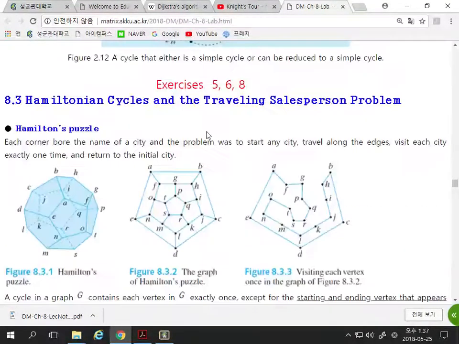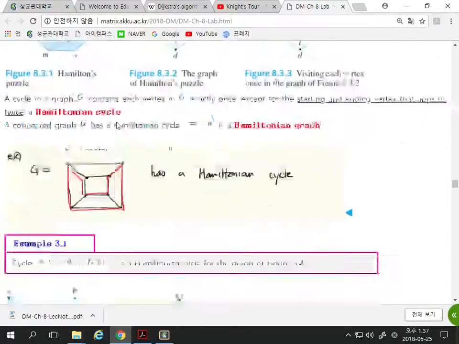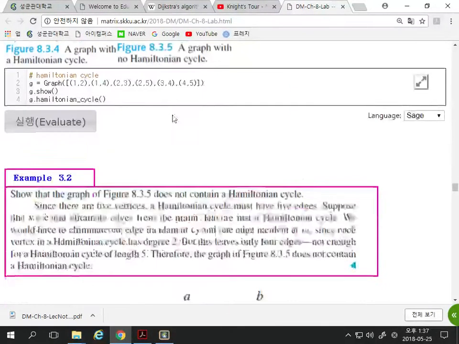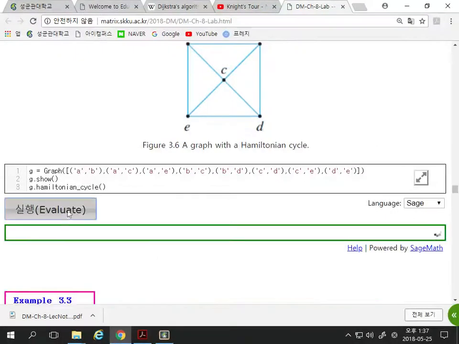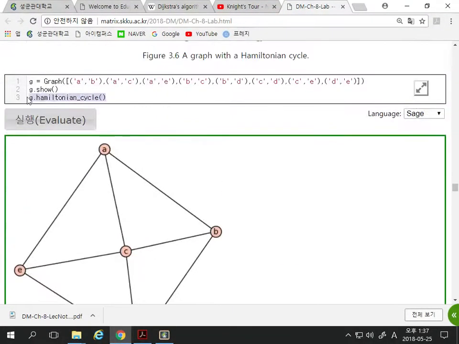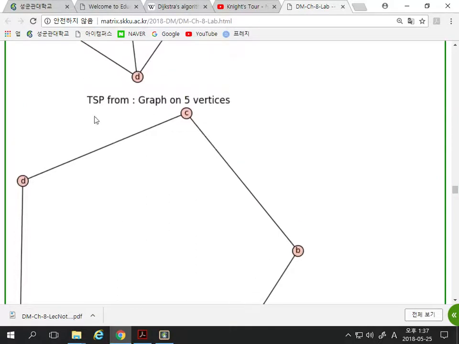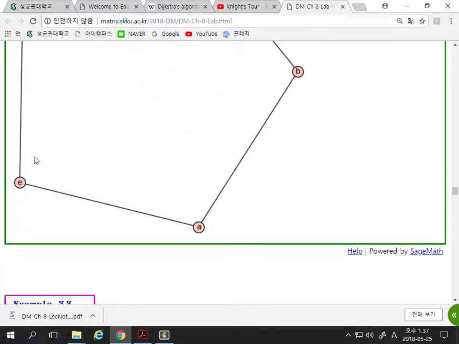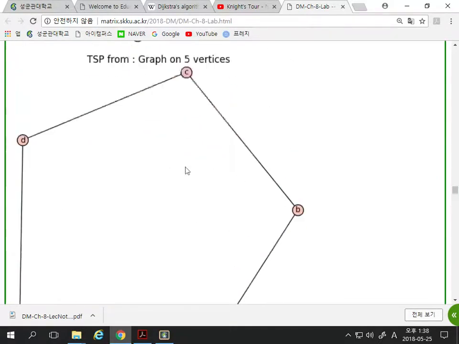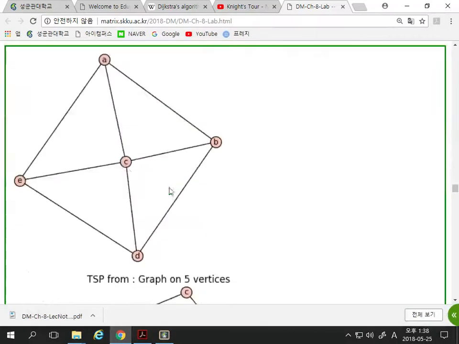And we studied section 8.3 today, and this is Hamiltonian cycles. And in this graph, this command gives us a Hamiltonian cycle. This is a Hamiltonian cycle, the traveling salesman problem. But if you go from A, B, C, D, E, then this gives us the Hamiltonian cycle from this graph.